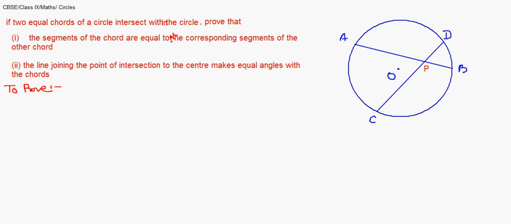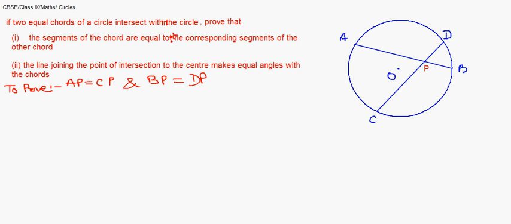We have to then prove AP is equal to the segment of the other chord. So AP of this AB chord will be equal to the segment CP of the other chord CD. So AP is equal to CP. And obviously there is another segment, that is PB will be equal to PD. This is the first one.